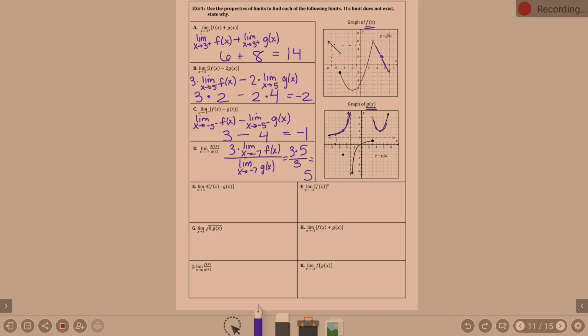We've got two limits being multiplied, or multiplication within a limit. Take them out, make them two limits being multiplied, and the 4 can also be pulled out front, can't it? So we're going to have 4 times the limit as x approaches 3 of f of x times the limit as x approaches 3 of g of x.